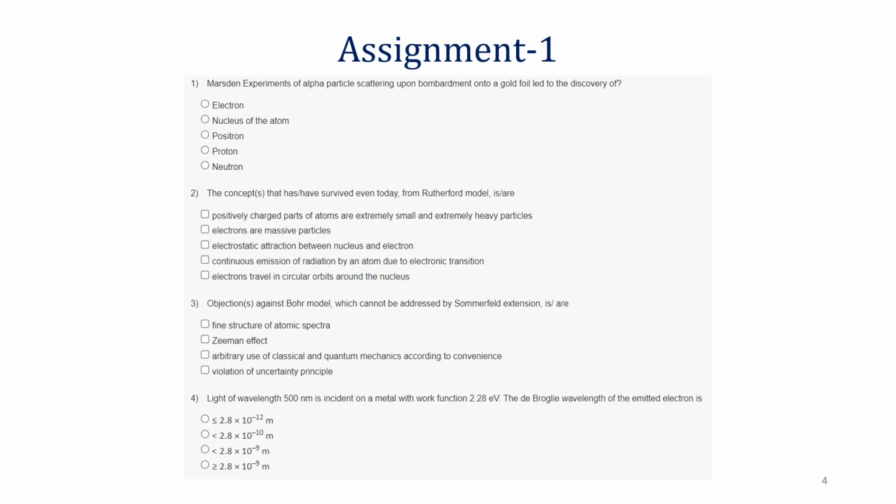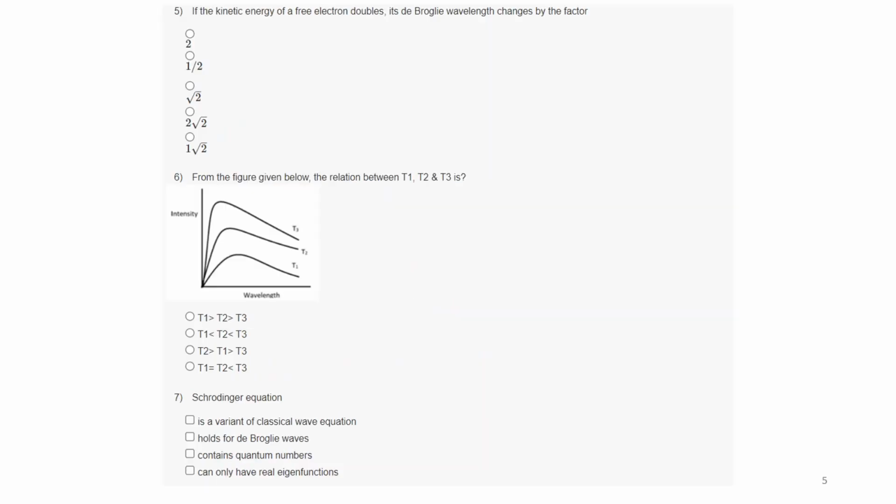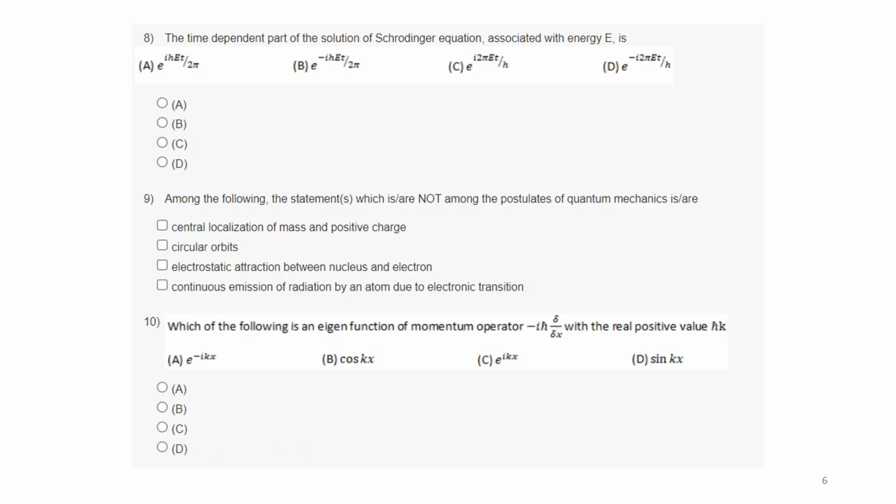Can you go down? Yes, question number 9. Among the following, the statements which is or are not among the postulates of quantum mechanics: central localization of mass and positive charge. That is given by, I think, Rutherford, right? Circular orbits is also not really given by Rutherford, but by Bohr.